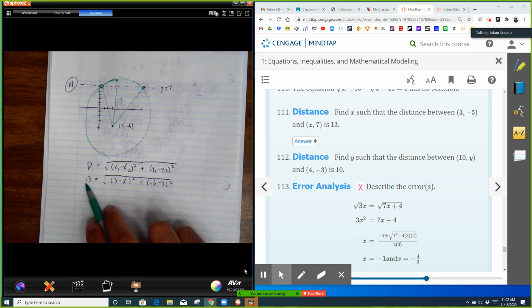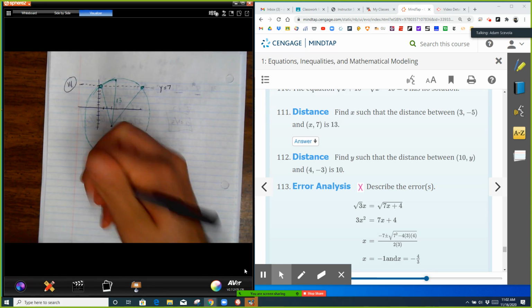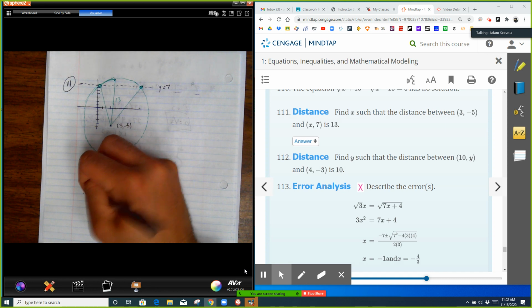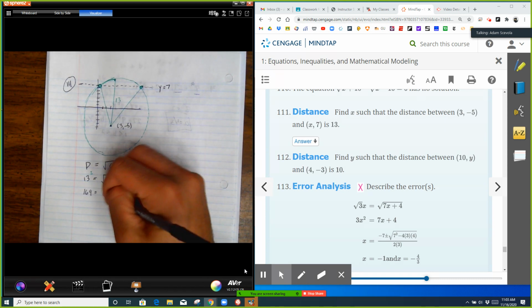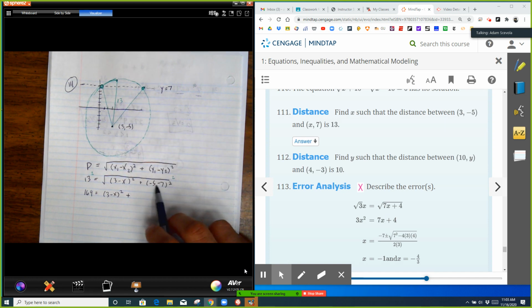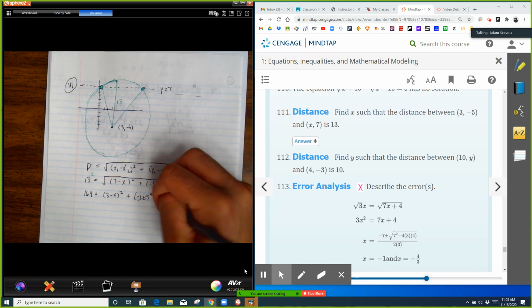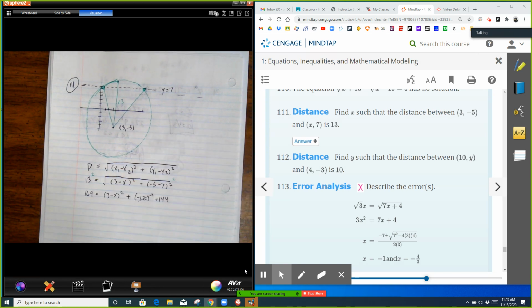144, positive 144. Now I'm not going to expand this out because I don't have to. Don't expand anything out until you have to, because watch what happens if I leave it factored. Now I'm going to isolate that expression, (3 minus x) squared, by subtracting 144 on both sides. And I get 25 is equal to (3 minus x) squared.